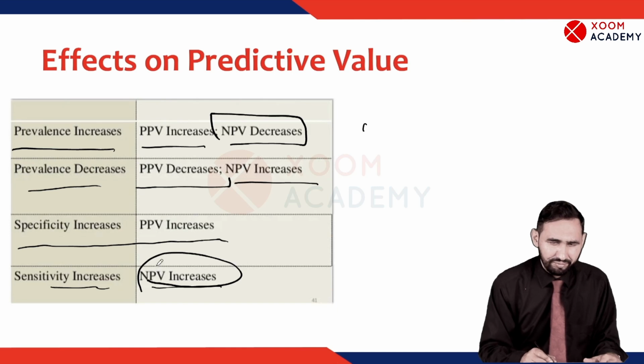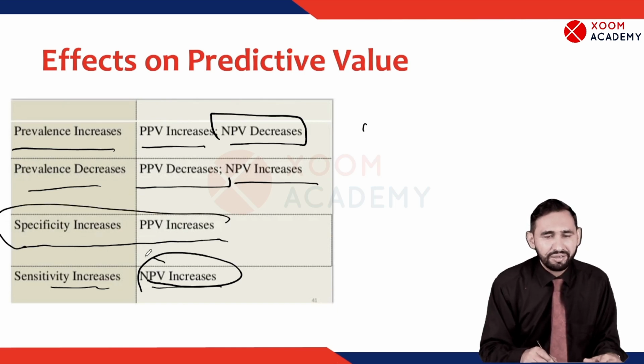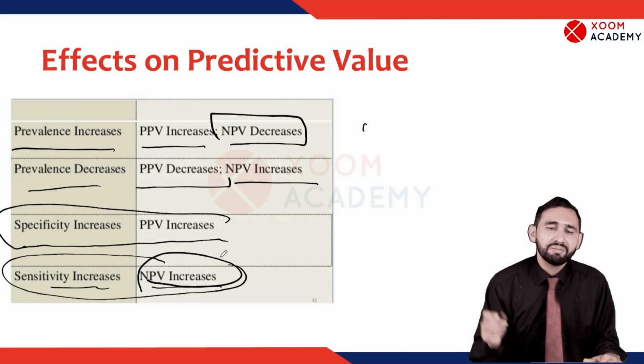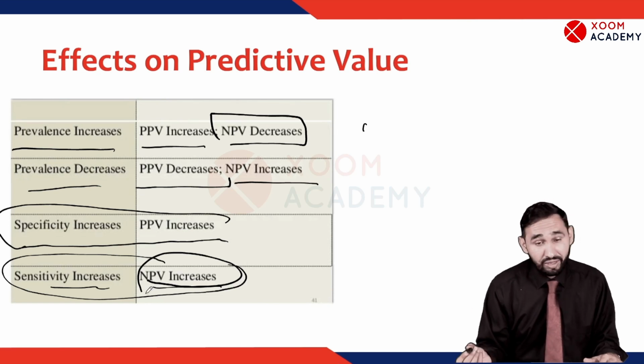Specificity and positive predictive value are directly proportional. And sensitivity and negative predictive value are directly proportional. Specificity means those who are non-diseased, and sensitivity means those who are diseased.